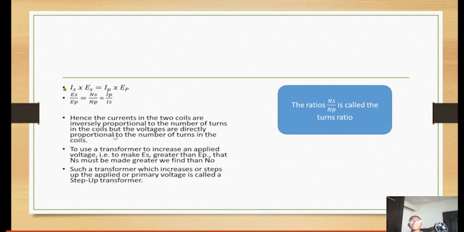Hence, the currents in the two coils are inversely proportional to the number of turns in the coil, but the voltages are directly proportional to the number of turns in the coil. Don't forget that. To use a transformer to increase an applied voltage, that is, to make ES greater than EP, NS must also be greater than NP. That is, the number of turns in the secondary must be made greater than the number of turns in the primary.